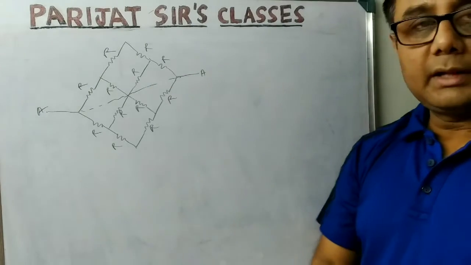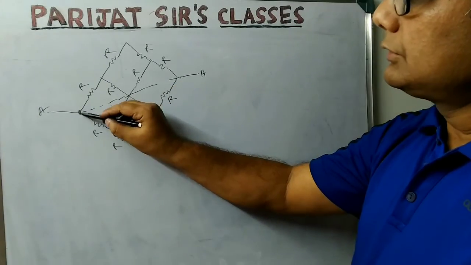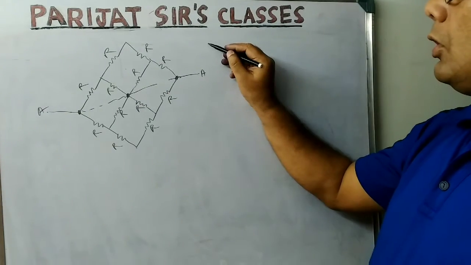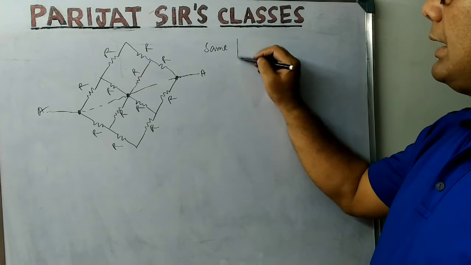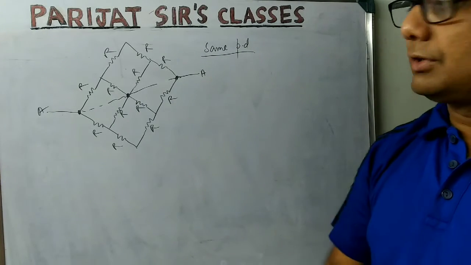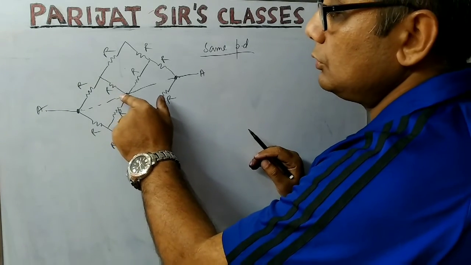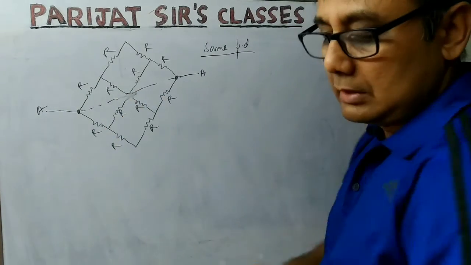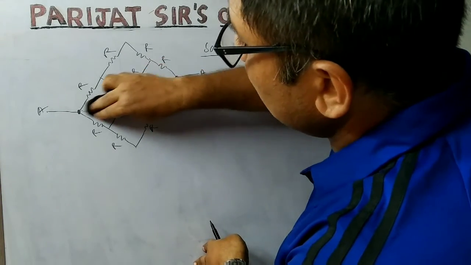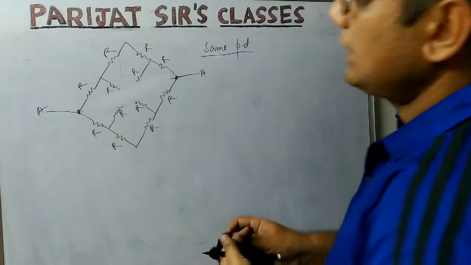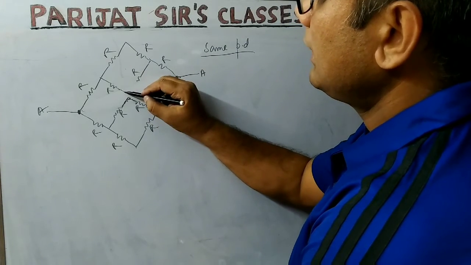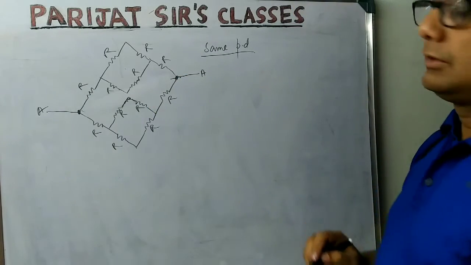So what is the advantage of this line? All the points lying on this symmetrical line will have the same potential. Remember, all points on this line will have the same potential. So if all these points have the same potential, there is no use of connecting these 2 points. We can always disconnect these 2 points, because there is no use of joining them, as current will never flow through those points.